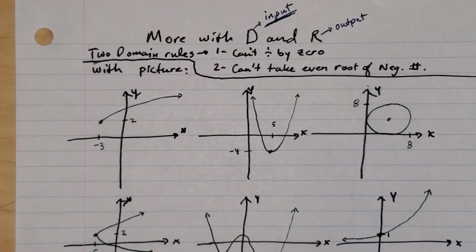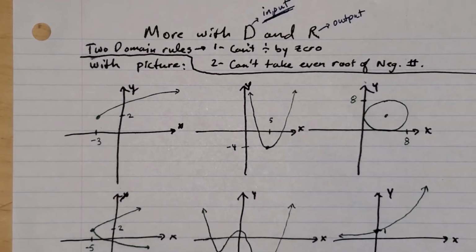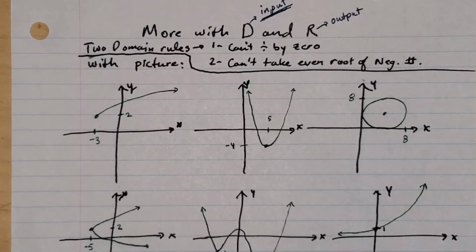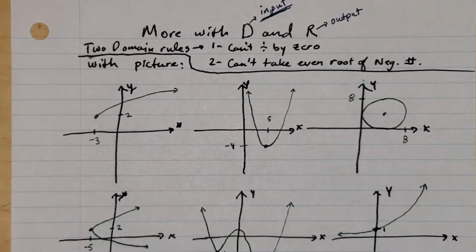So remember, domain, you can't divide by zero, can't take the even root of a negative number, and then domain is going to be your input. What can you put into that equation? Well, if you have the picture, it's really, really easy. Remember, domain input is your horizontal axis.